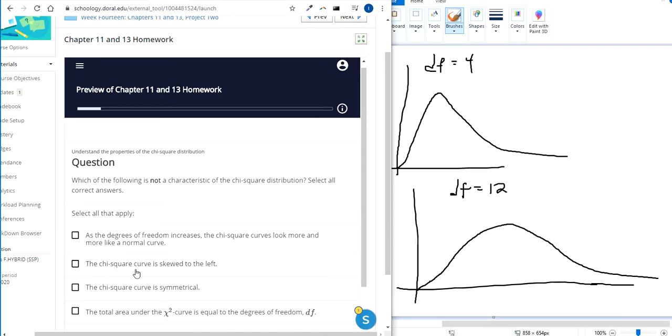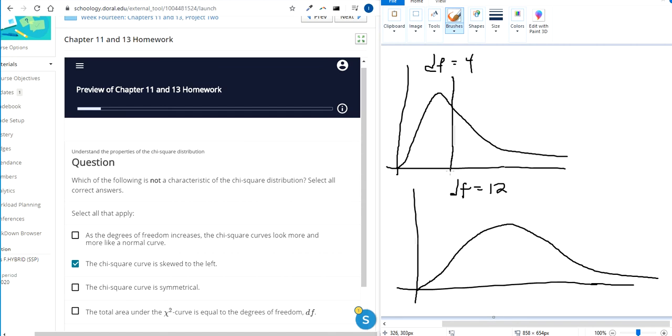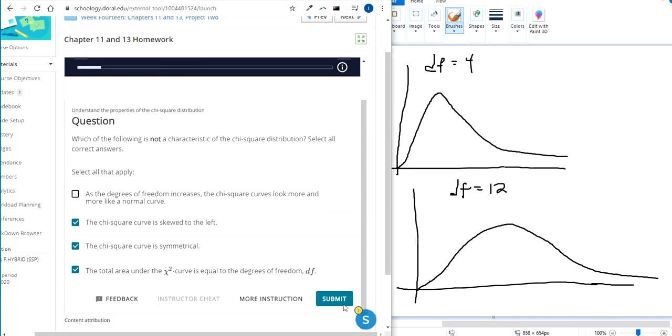Okay, the next one, the chi-square curve is skewed to the left. Now that's not true because we just demonstrated that it's skewed to the right. The chi-square curve is symmetrical. It's not, right, because you can't find a vertical line to cut this guy in half and make the left side equal the right side, so that's not true. We're going to check that off. And then the total linearity end of the chi-square curve is equal to the degrees of freedom. No, we never said anything like that, right?